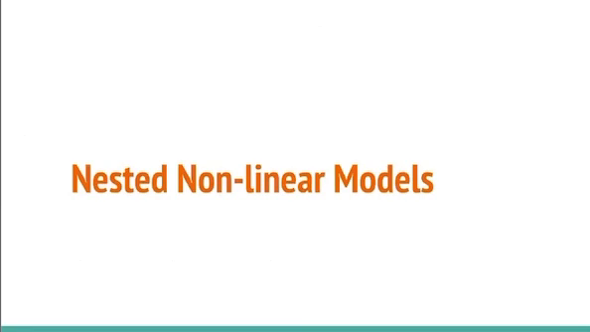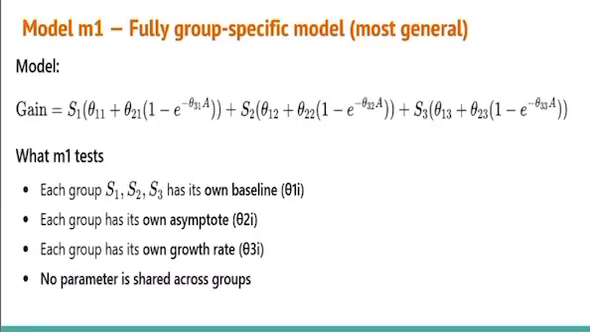Let's take a look at number one. Please pay attention. The first model that I want to consider is what I call a fully group-specific model. I have three classes of protein, and the response variable is the weight gain. This is saying I should fit a non-linear model to each class. Can you see that? It means each class will have its own baseline, then its own asymptote, then its own growth rate.